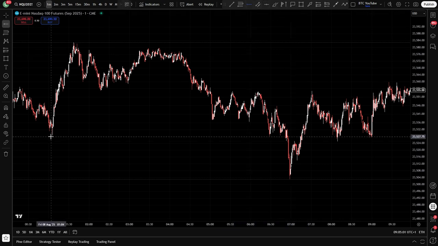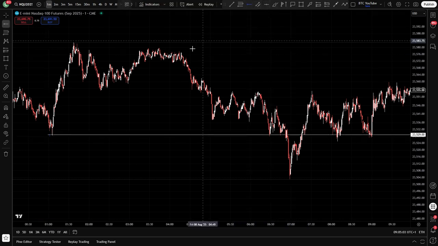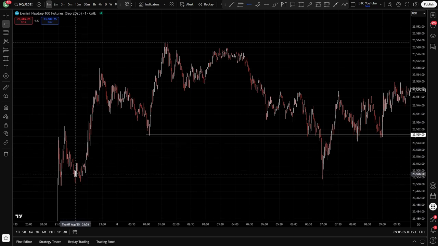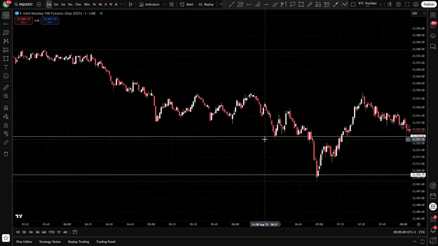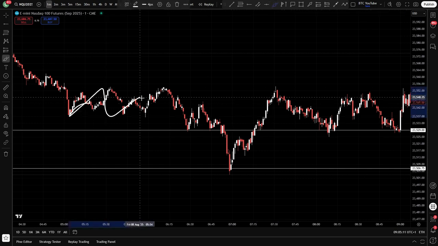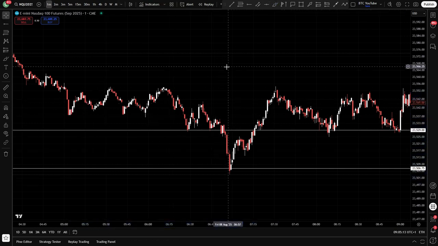Got a really obvious level of liquidity here, a really obvious area of liquidity down here. There's even a nice little swing low here that you could come and target. You can see there's a nice little accumulation, manipulation, and then distribution back up.